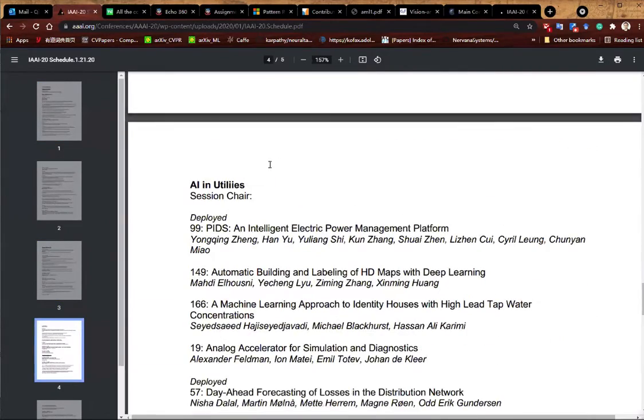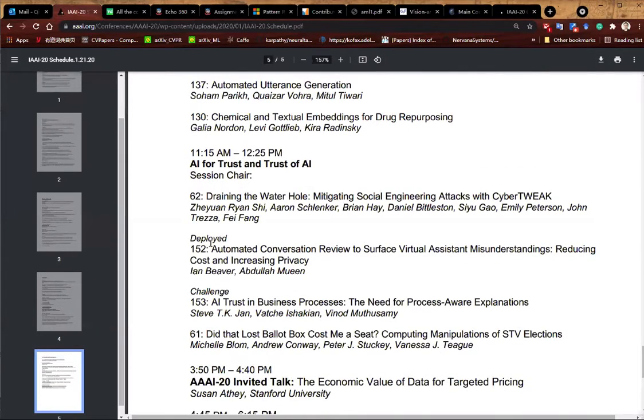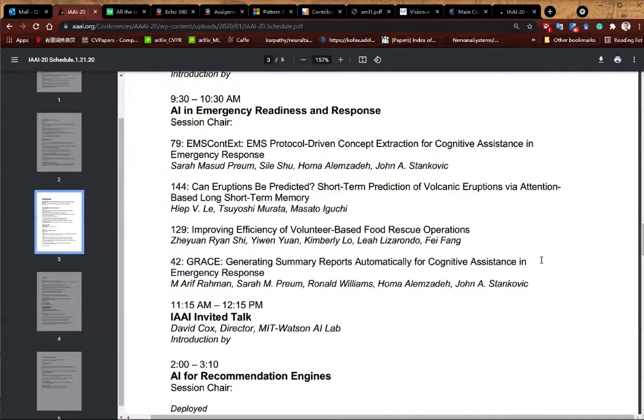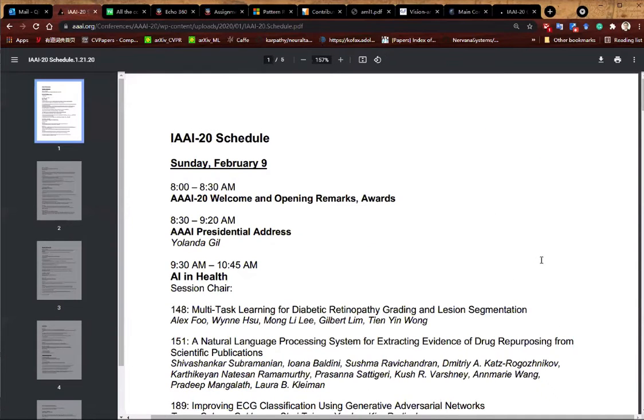Yeah, AI for trust and the trust of AI, like automated conversation review to surface virtual assistants, right? So this is an application, and here they develop some algorithm. So here is one document that you can check. I encourage you to check this one to think about your project based on this. This is a very good example. Okay, so any questions for this one?